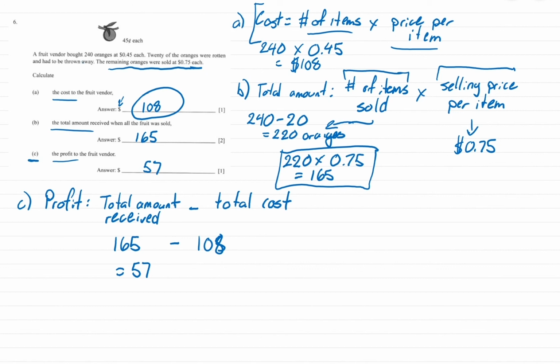Now, to calculate the profit, what we did was we took the total amount received and we subtracted the total cost. So the total amount that we made was $165, and our total cost was $108. So that left us with a $57 profit. So that's how you solve this problem.